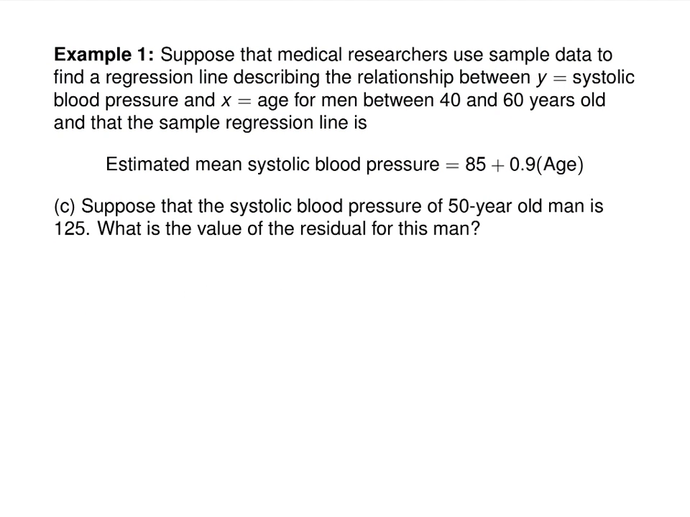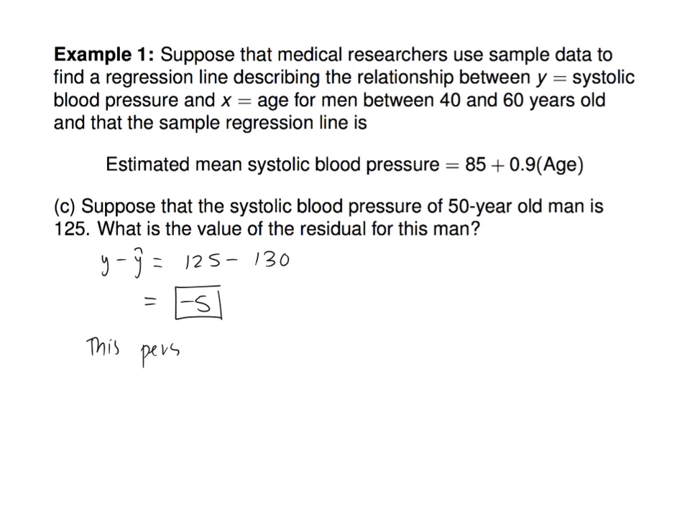Okay, suppose that the systolic blood pressure of a 50-year-old man is 125. What is the value of the residual for this guy? So is he below or above average? Below. So we want that to come out negative to signify the below. That's why we do y minus y hat. Because then if y is lower, it comes out negative. If y is higher, it comes out positive. So 125 minus 130 is negative 5.